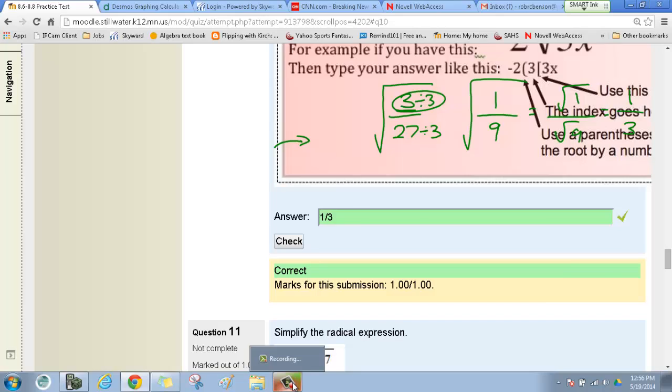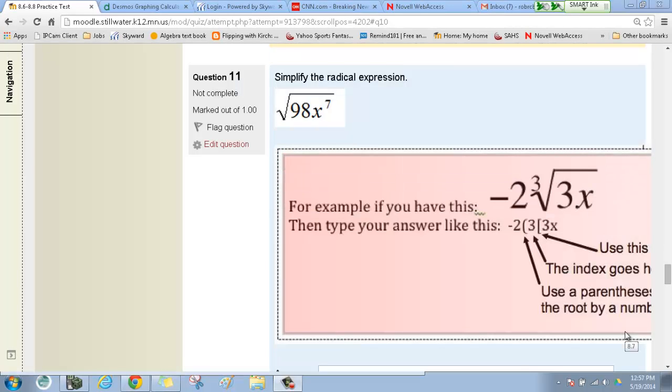Okay, I'm going to take a break on this. Okay, let's start on question number 11. We want to simplify this radical expression right here. What we have is the square root of 98x to the 7th. Well, this one's tough to figure out because of this 98 here.